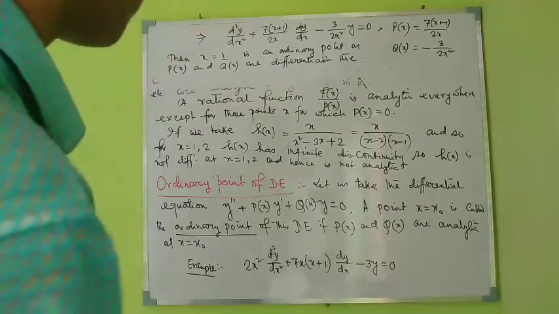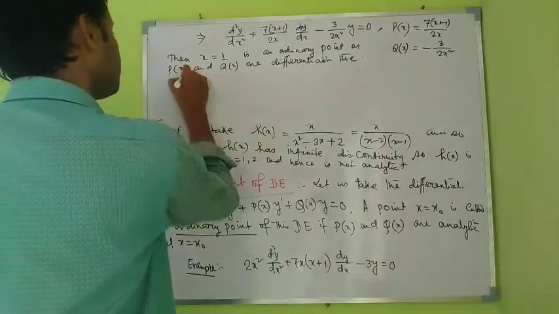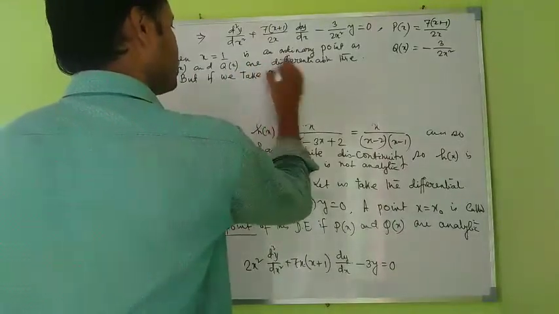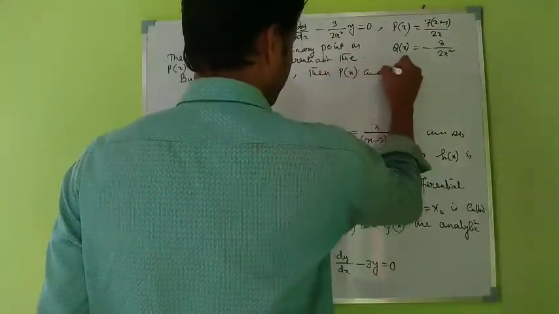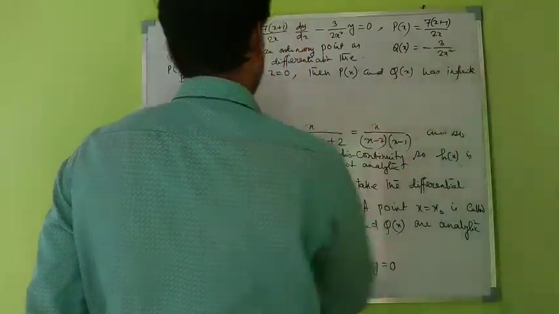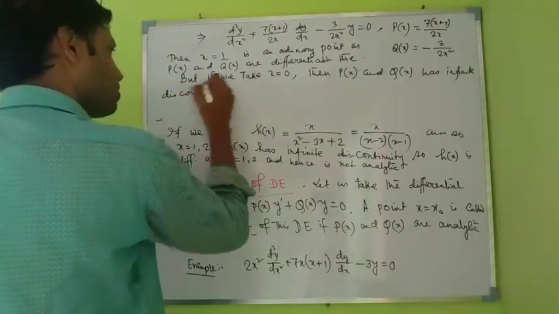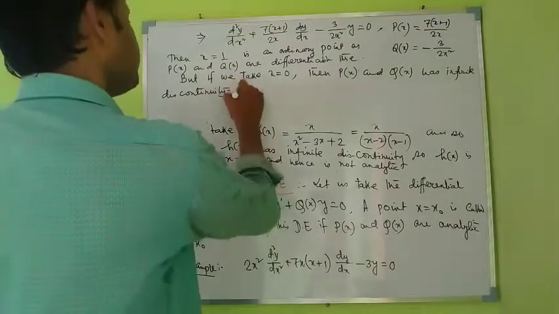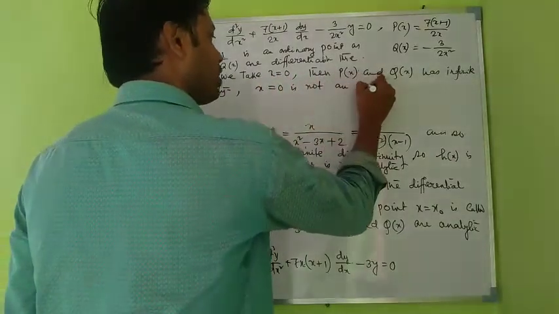But if we take x is equal to 0, then p(x) and q(x) have infinite discontinuity. So x is equal to 0 is not an ordinary point.